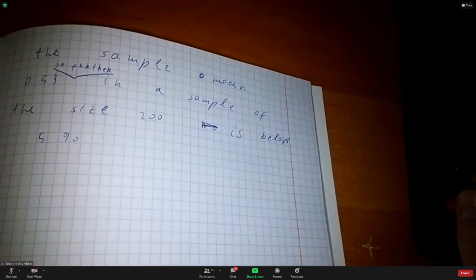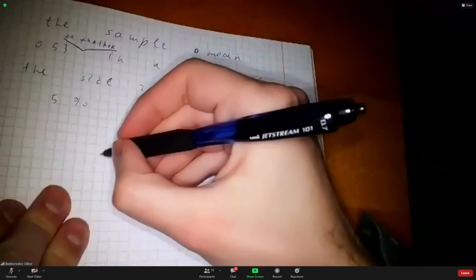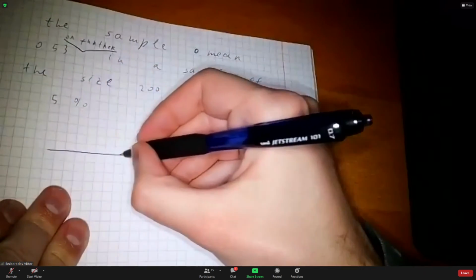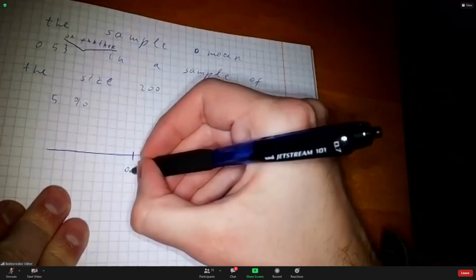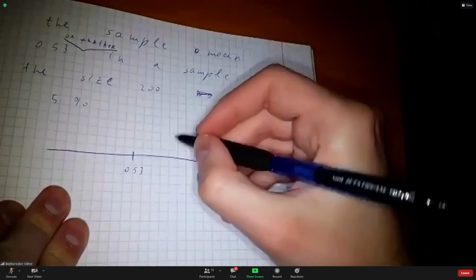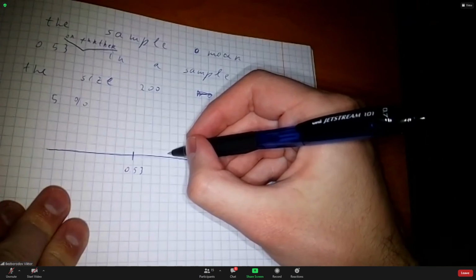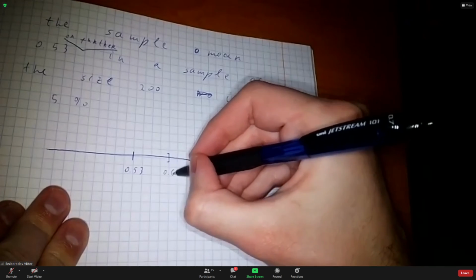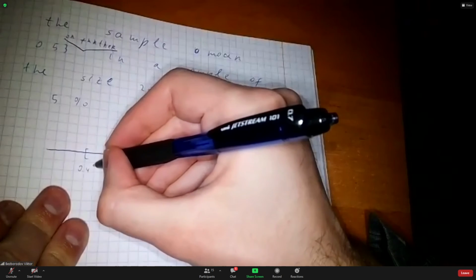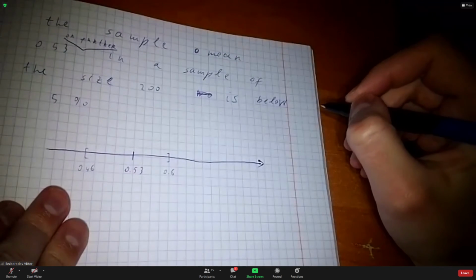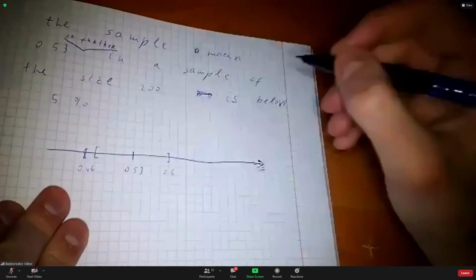Okay, and let me now just illustrate. So imagine this is your line, and then you have here 0.53. Now imagine that you have here the confidence interval. Let's say here you have 0.6, and then here you have 0.46. This is your confidence interval. It's here, so let's make it symmetric.